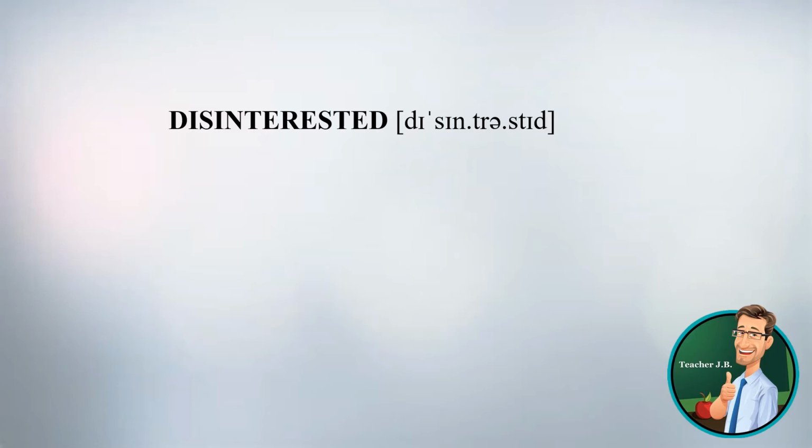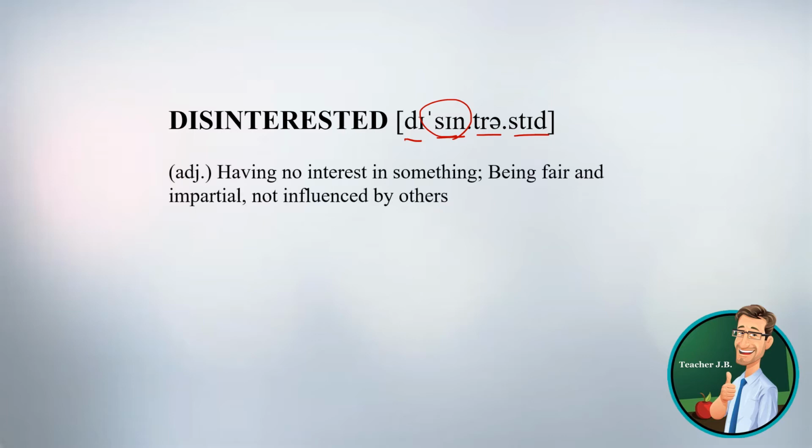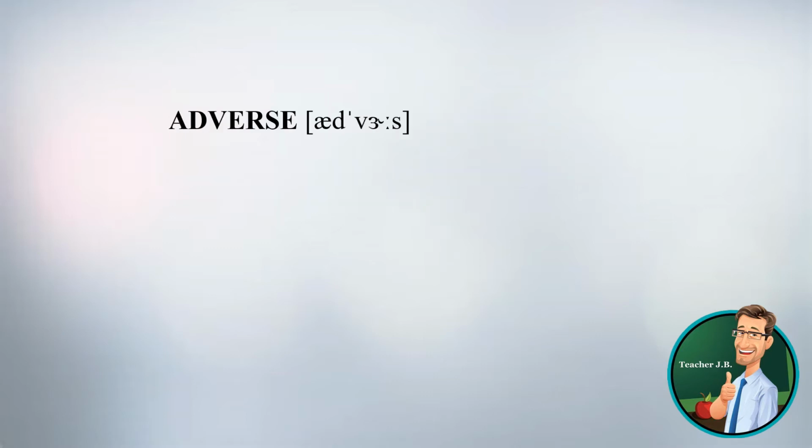Okay, the next one is disinterested. Accent on the second syllable. Disinterested means having no interest in something, being fair and impartial, not influenced by others. One more time. Disinterested. Okay, the last word for today, adverse.